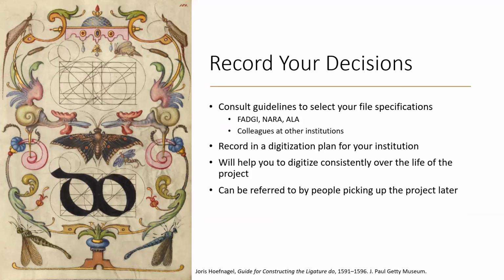So we've talked about how to go about making decisions for file specifications for file type, resolution, bit depth, color space, color, cropping, and file naming. I've been focusing here on the FADGI guidelines, but it's important to reiterate that these are just guidelines. I encourage you all to look to FADGI as a starting point, but also look at the ALA and NARA guidelines and consider consulting with other colleagues who may have undertaken similar projects.